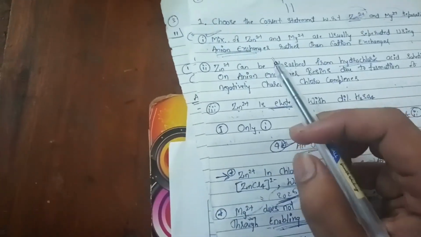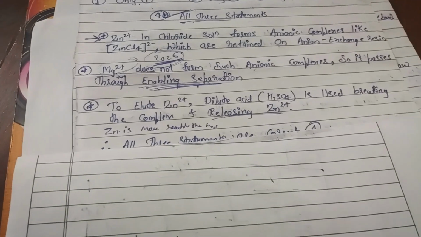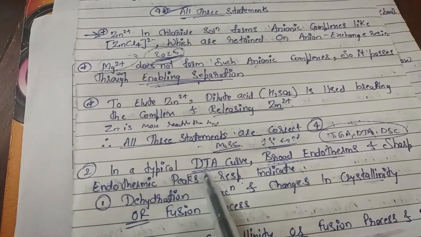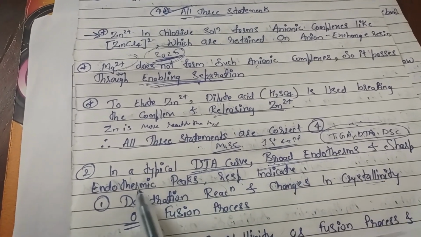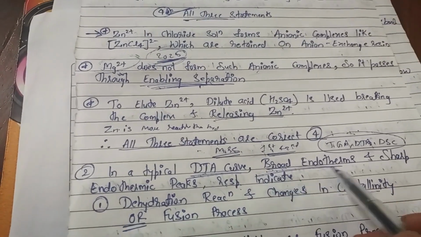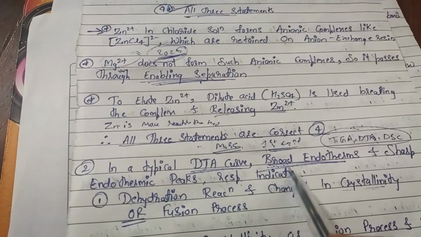Like these questions, we can expect them in future also. Okay, so let us discuss the second question. What will be the second question? In a typical DTA curve, broad endotherms and sharp endothermic peaks respectively indicate what?